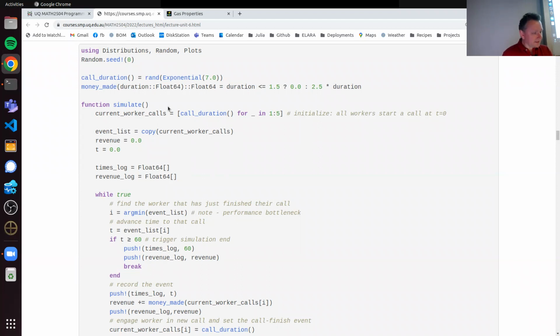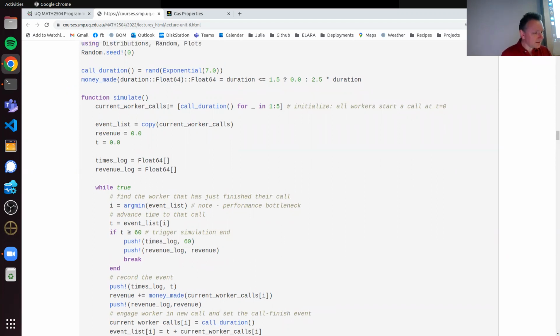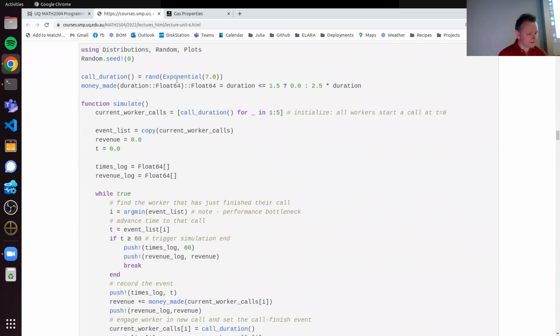And we'll set the random seed so it's all nice and repeatable, so that you can be nice and scientific about this. And just some basic definitions at the top. The call duration is a function, it's random. So it's not random, remember it's pseudo-random, it depends on the hidden state that's hidden inside this random number generator here that this is referring to, okay?